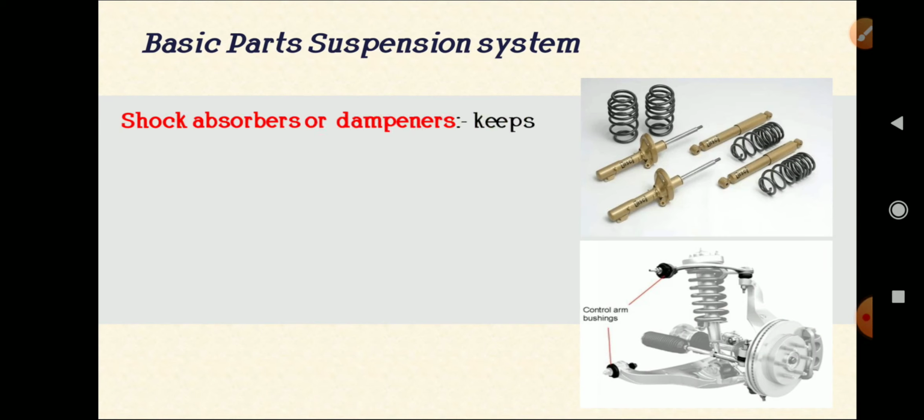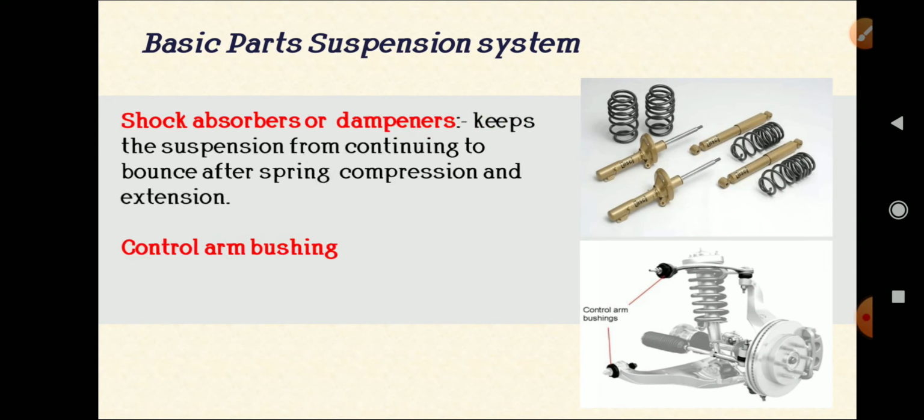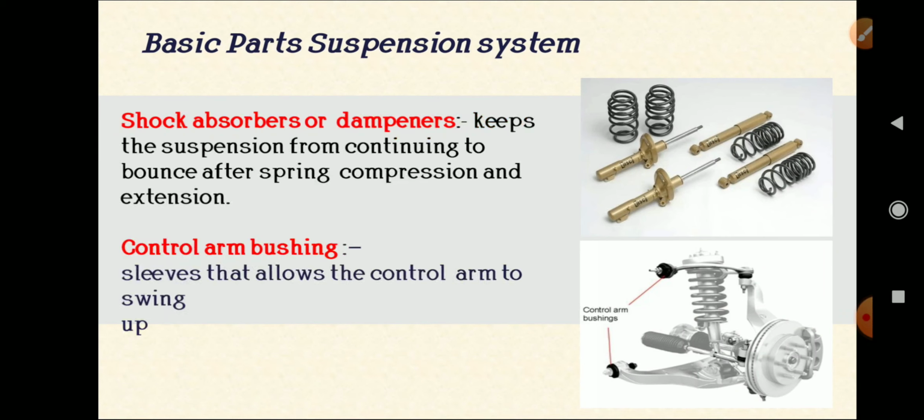Next component is the shock absorber, also called a damper, which keeps the suspension from continuing to bounce after spring compression and extension. And the next is the control arm bushing. We can use different types of bushing, used as sleeves that allow the control arm to swing up and down on the frame.